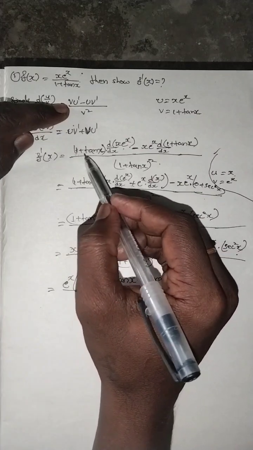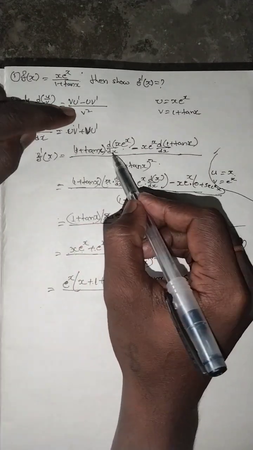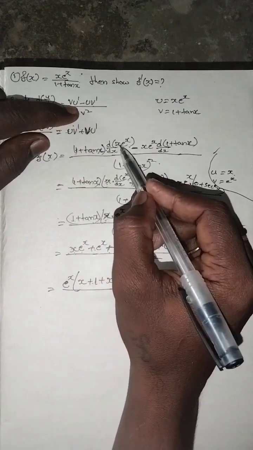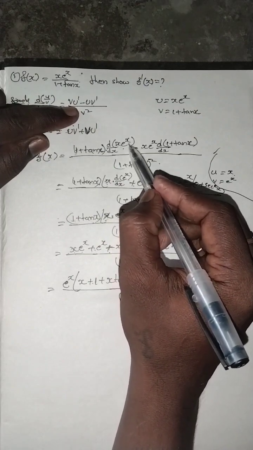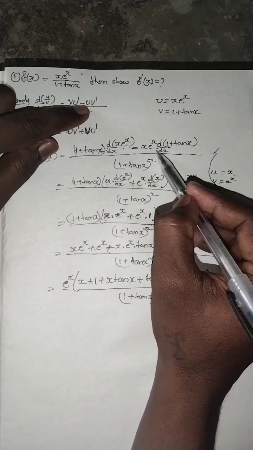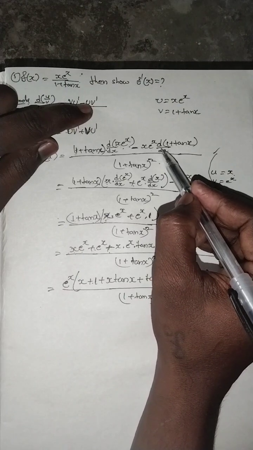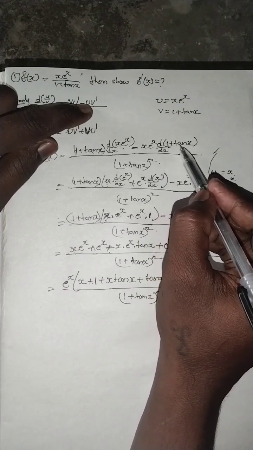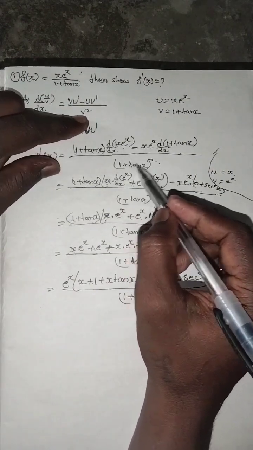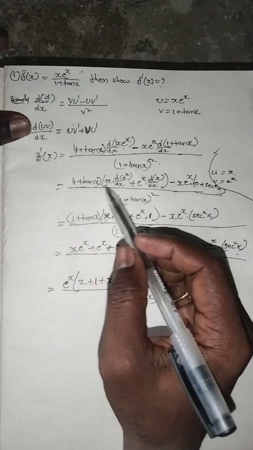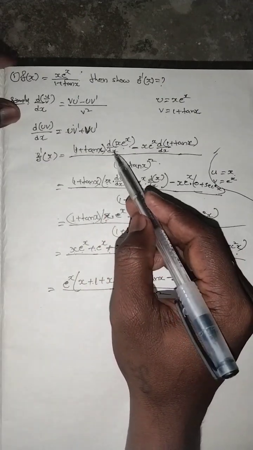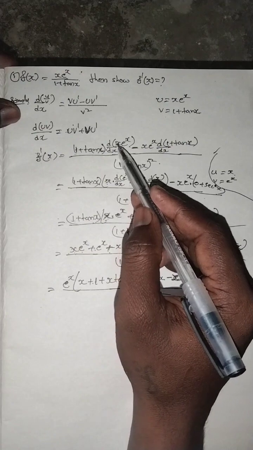Here v equal to 1 plus tan x into the derivative of u, u is x into e power x, minus u, what is u? x into e power x, then v dash means dy by dx of 1 plus tan x, by v square, v means 1 plus tan x, then square. Next, I write this, then I differentiate this.